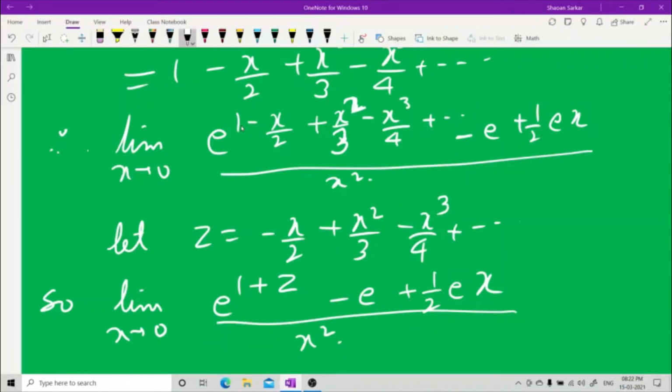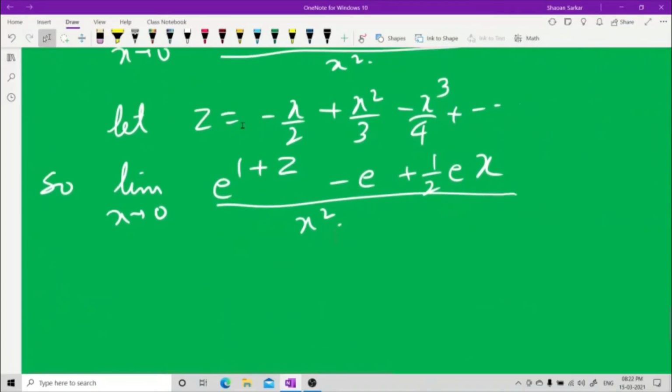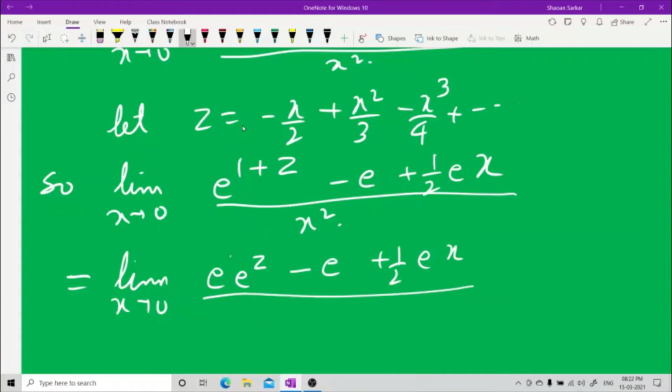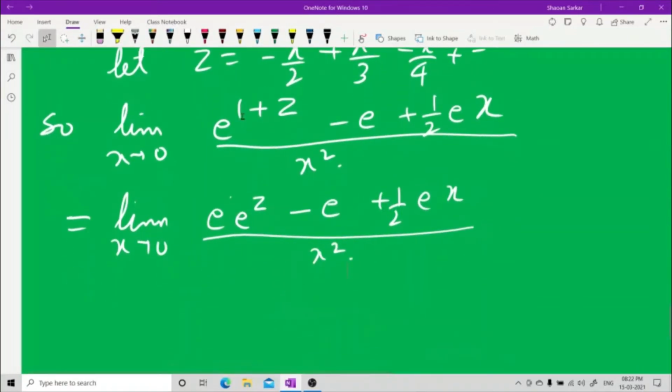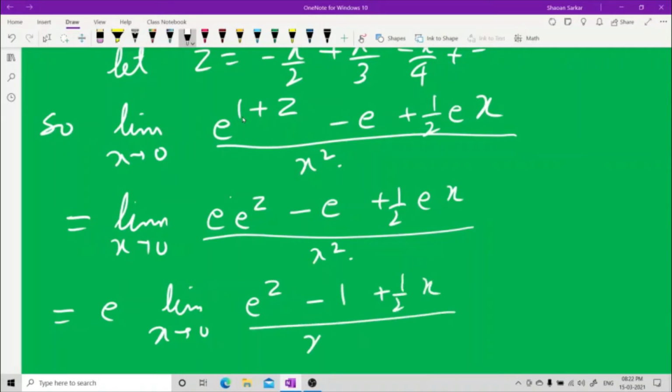Now, limit x tending to 0, e to the power of 1 into e to the power of z minus e plus half e x upon x square. Take e common from all. e limit x tending to 0, e to the power of z minus 1 plus half x upon x square.